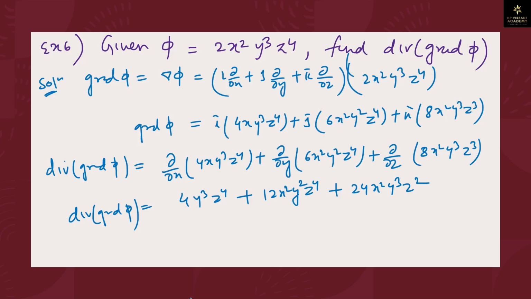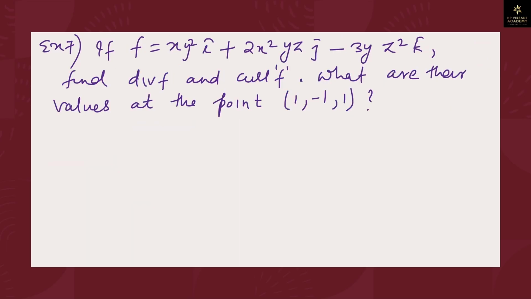Okay, so let us discuss question number 7. We have the value of f as f is equal to xy square i cap plus 2x square yz j cap minus 3yz square k cap. Find the divergence of f and curl of f, and what are their values at the point 1, minus 1 and 1. Okay, so let us find this quickly.